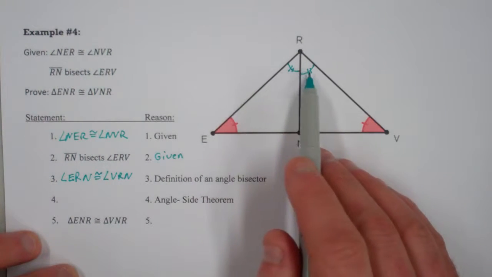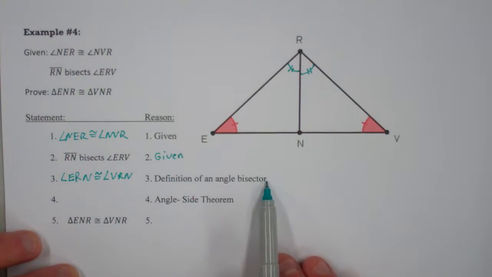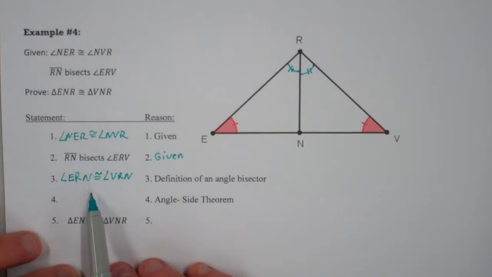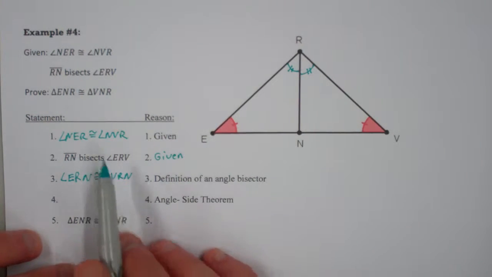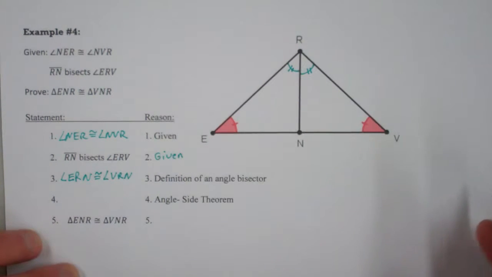So we've accurately labeled this on the diagram. We've written our statement. We're using the fact that the definition of an angle bisector splits an angle into two congruent pieces, and we're using our given information here and linking all that through.